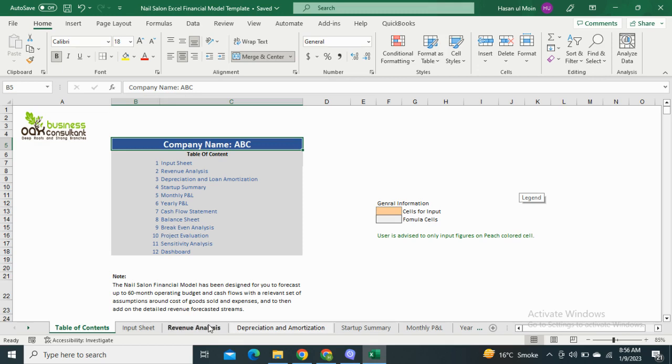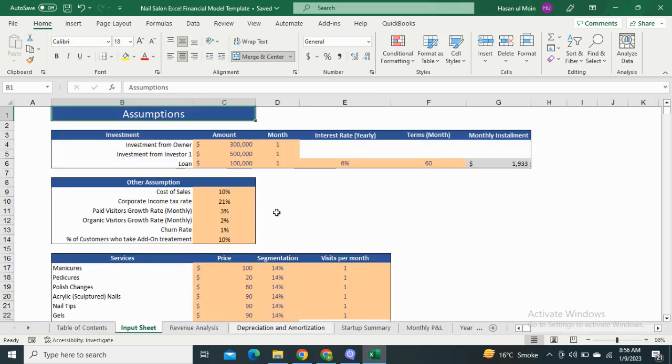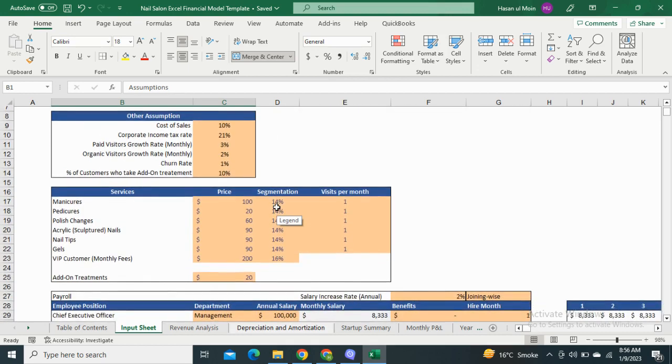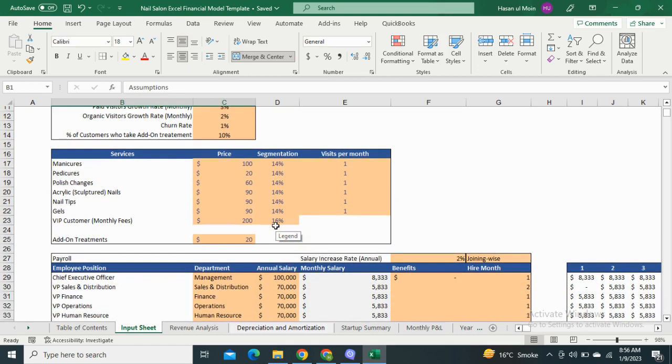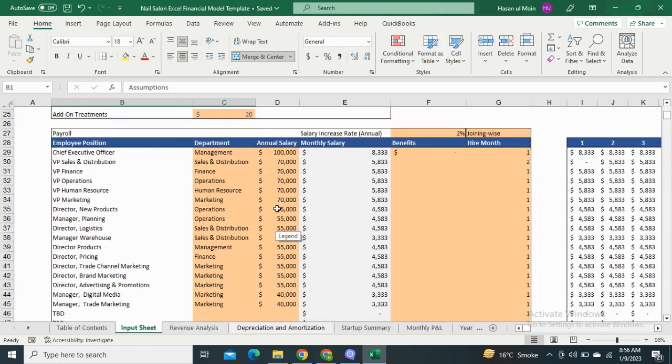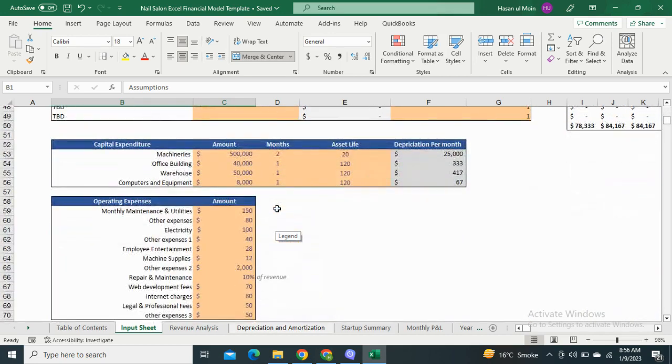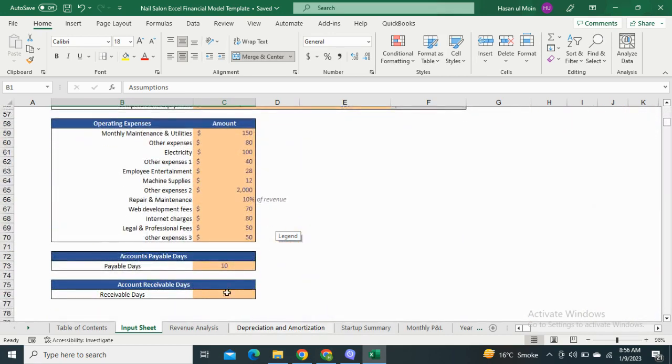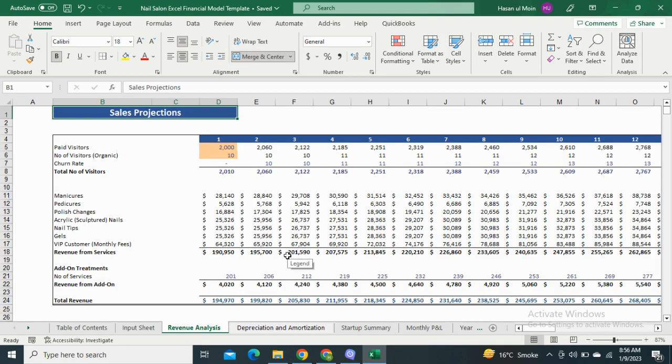Moving on to the input sheet, it will provide you the assumptions for the capital structure, the cost and price of your products, monthly payroll, operating expenses, capital expenditure, receivable and payable days. Next, we have the revenue analysis. It provides you the total number of visitors, whether paid or organic, and provides you the revenue generated from each segment.